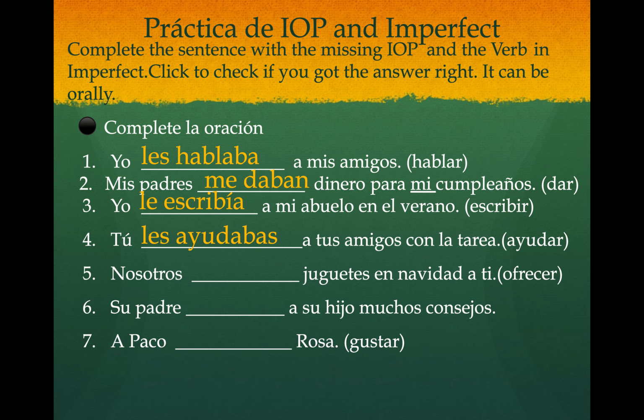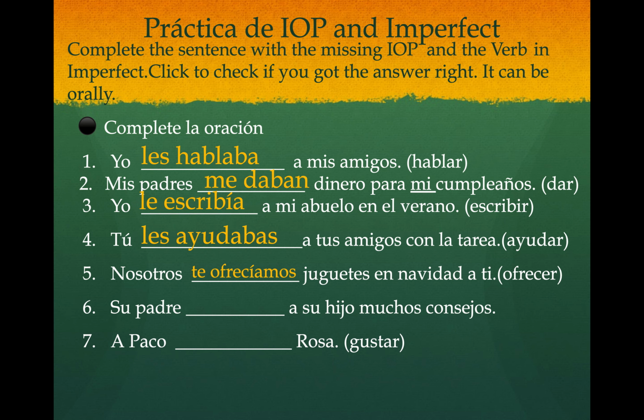Número 5 es nosotros. What do you think is the answer? Let's say the IOP first. Nosotros te, and the verb ofrecíamos. Te ofrecíamos juguetes en Navidad a ti. We used to offer you toys for Christmas.